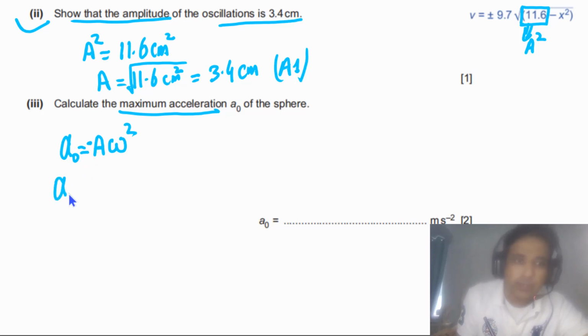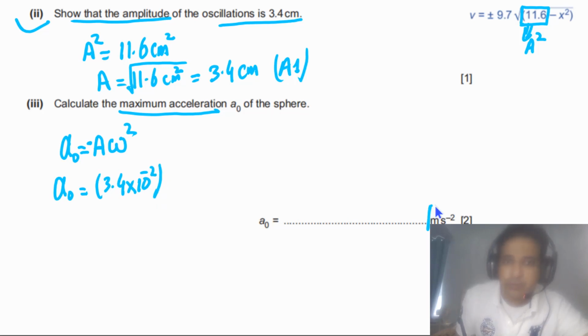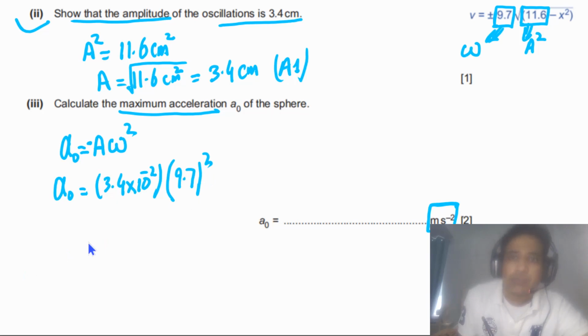So we can write down a naught, in this case, will be equal to A, the amplitude, that is equal to 3.4 centimeters. We have to convert this into meters because the given unit is in meters per second per second. Omega squared, omega we have already calculated, and the value of omega is given to us in the question. So this is omega, 9.7 squared. Now if we solve, we will get our answer, 3.2 meters per second per second. So this is the value of a max.